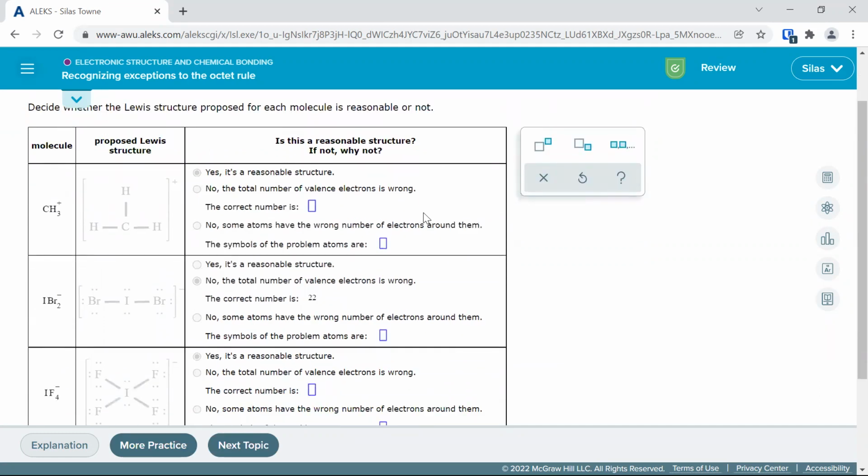Okay, so first things first, count those valence electrons. Are we using the right amount? If there's extra ones, they should go on the central atom. Sometimes we have a central atom that has less than an octet, like the first example as well, which only worked because we had that positive charge. And don't forget to add the electrons into your pot from those ions.